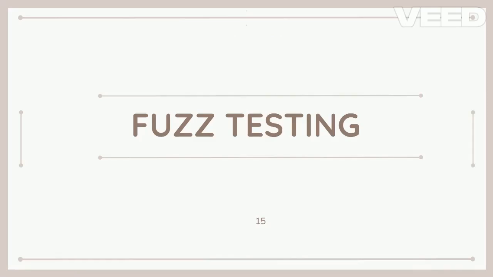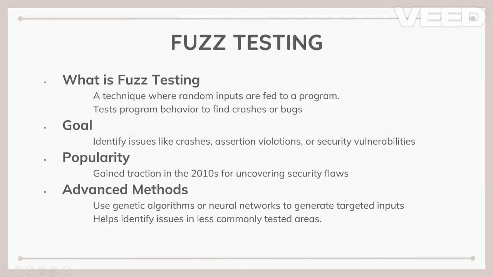Fuzz testing is a technique where a program is given random input to check how it behaves. The goal is to find issues like crashes or assertion violations that could lead to bugs or security vulnerabilities. This method became very popular in the 2010s because it is highly effective at uncovering security flaws. Advanced methods like genetic algorithms or neural networks can also be used to generate inputs that specifically target certain parts of the program, helping to identify issues in less commonly tested areas.